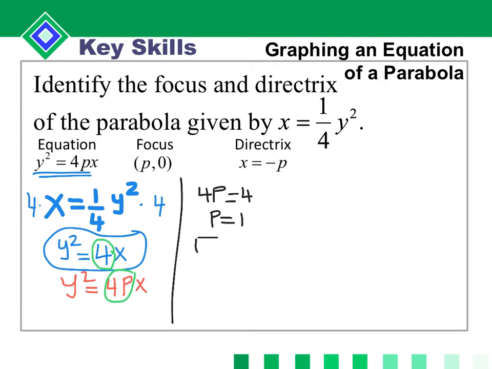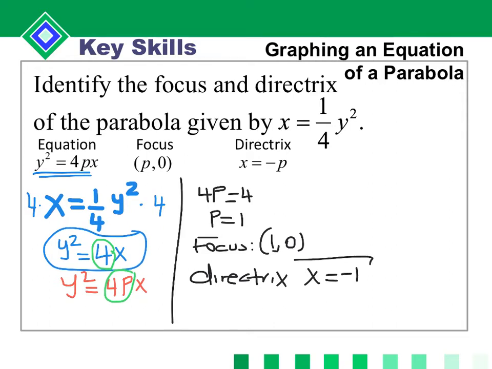That means the focus is going to be (1, 0), because I know the axis of symmetry is on the x-axis, so it's the horizontal, or y equals 0. And then the directrix is given by x equals -1. So that's the directrix, and that's the focus, and that's what I was supposed to get in this case. Okay, so that's done.